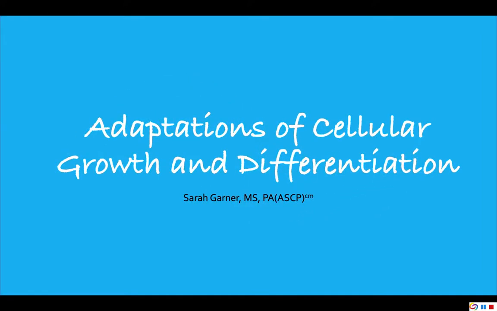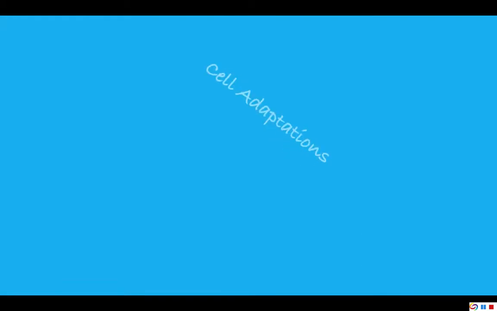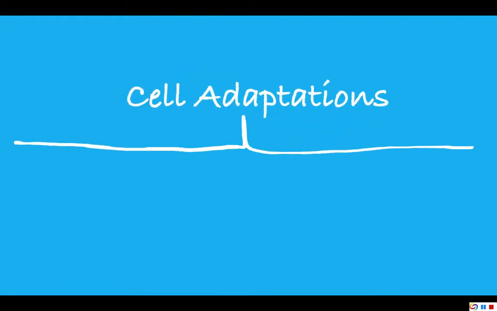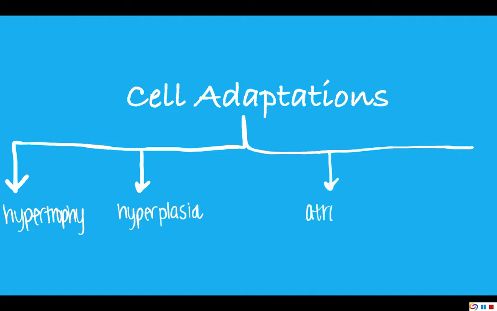This video is going to talk about the adaptations of cellular growth and differentiation. So, anytime a cell is exposed to some sort of stressor or change, it can adapt to whatever situation it's in. So, there's four main types of adaptations. You have hypertrophy, hyperplasia, atrophy, and then metaplasia.